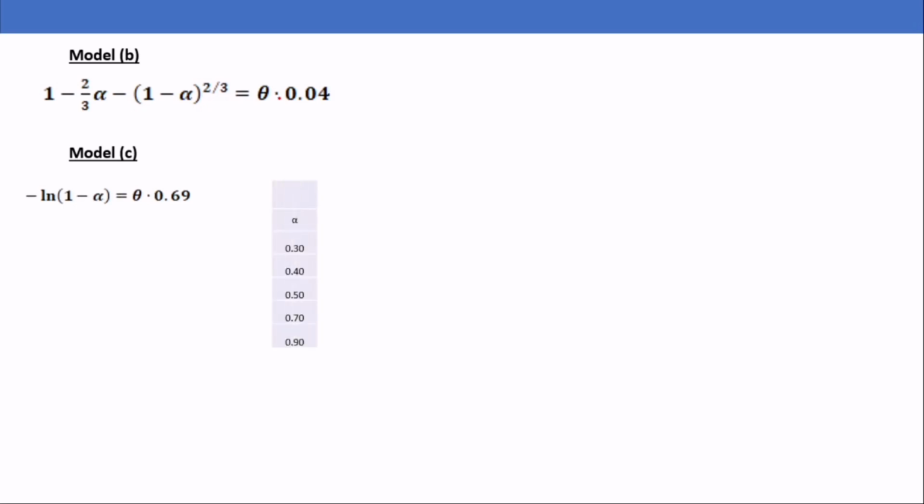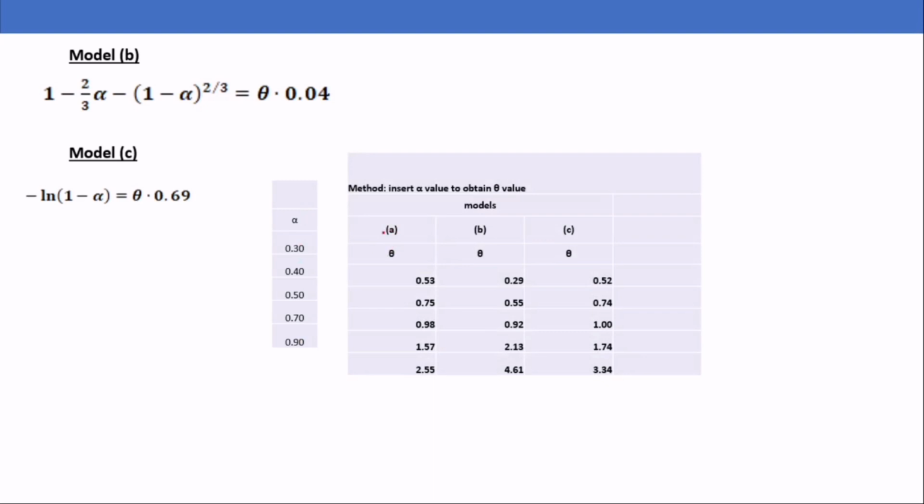So we are done with that. Now we are going to use the alpha values to find the theta values, based on the models we got. For the first model, when alpha is 0.3, we get a theta value. On the table, we take the first model, put the alpha values inside, and get this. Then we take the second model, put the same alpha values inside, and get this. The third model, we put the alpha inside and get this.